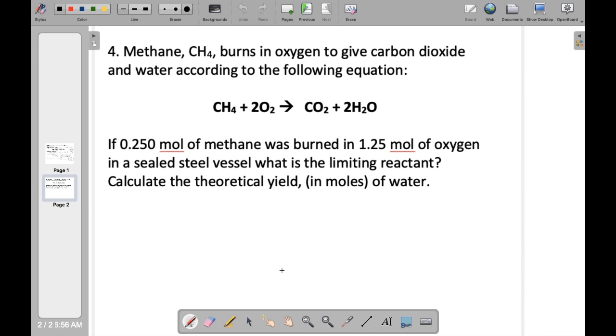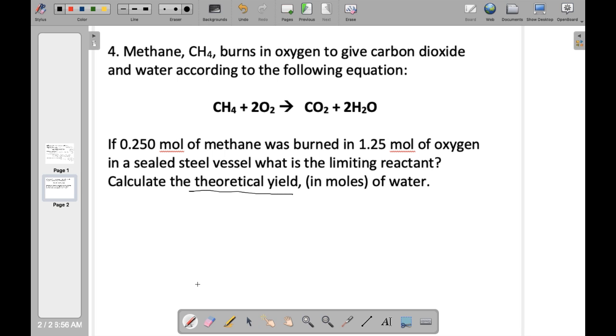Okay, let's go on to one more here. Methane, CH4. They just love to use methane in chemistry books and worksheets. That's all over the place. So you might as well just memorize that when you get a chance. Burns in oxygen to give carbon dioxide and water. So methane burns in oxygen to form carbon dioxide and water according to this following equation. If we have 0.250 moles of methane and it was burned in 1.25 moles of oxygen in a sealed steel vessel, what is the limiting reactant? Calculate the theoretical yield of water.